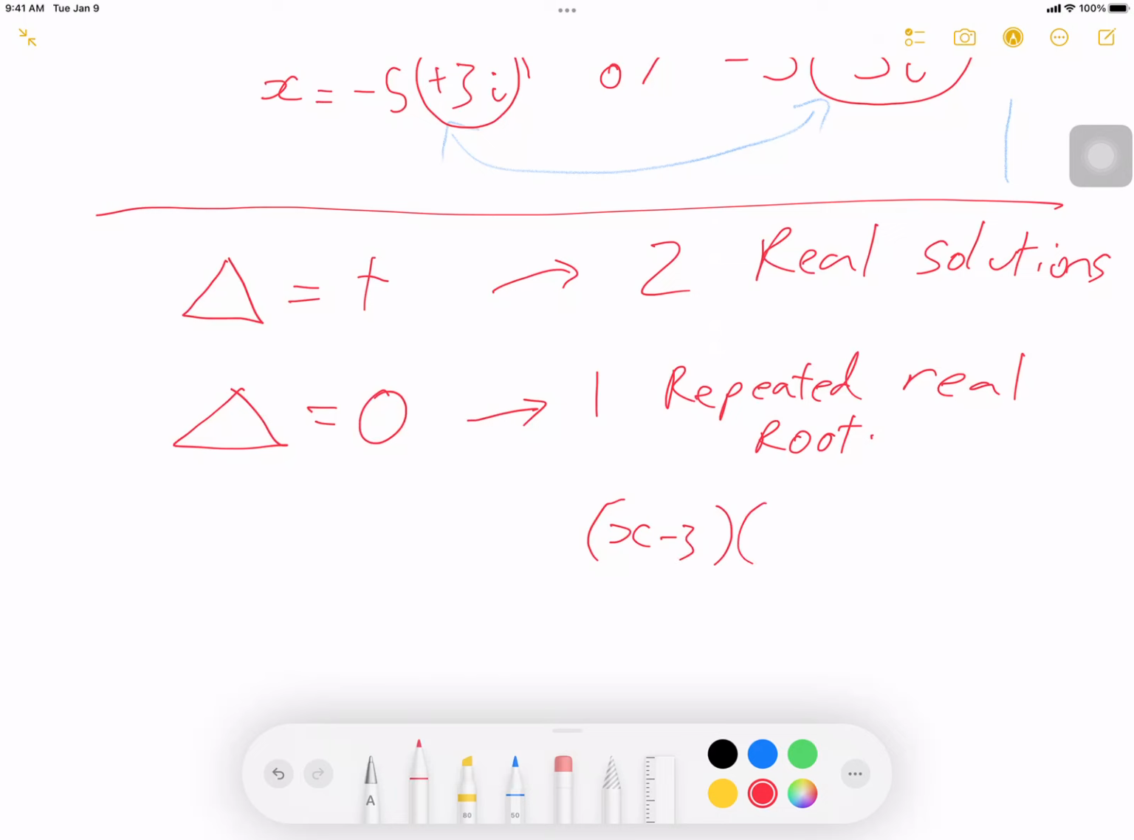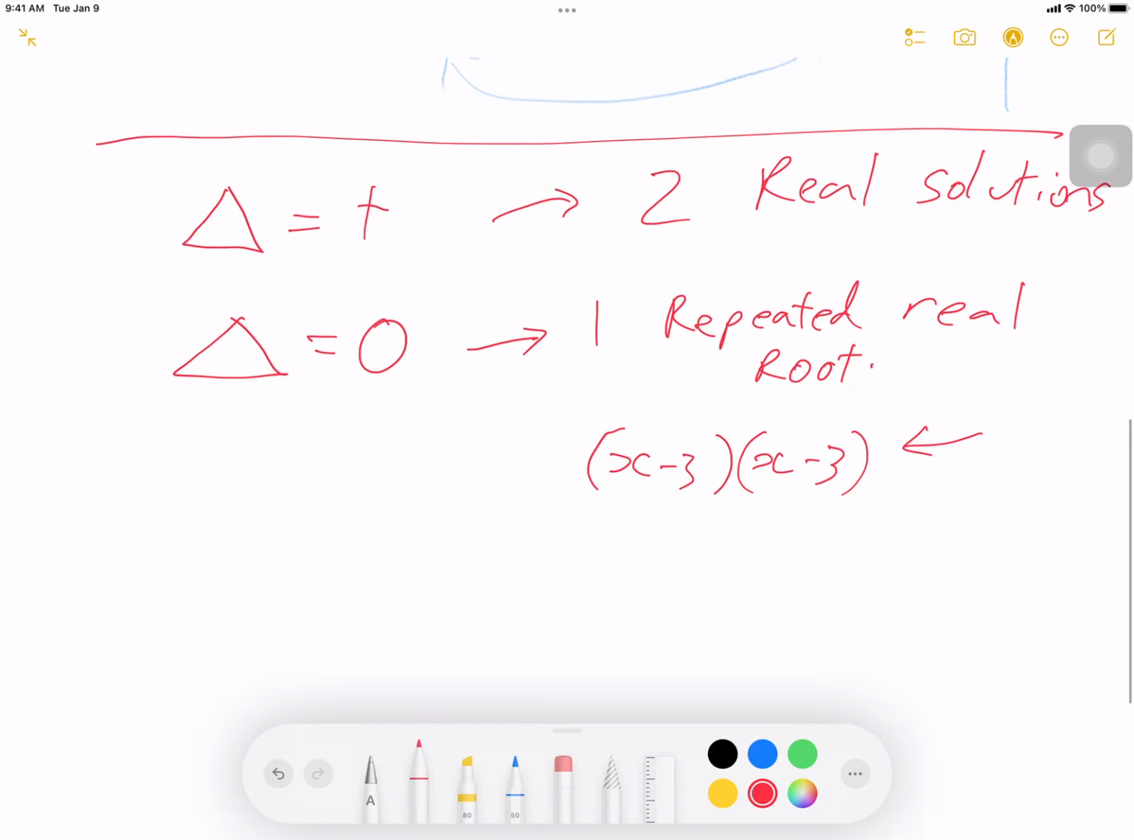If I put another bracket on there, I'm going to get another root, but I said my discriminant was 0, so I'm only allowed one solution. It's got to be the same solution for that bracket as well, otherwise I won't get a discriminant of 0. So it's a repeated real root. Obviously that could be written with a square instead of writing the bracket twice.